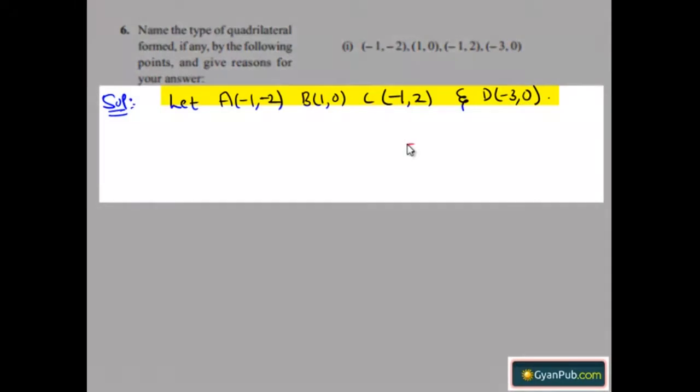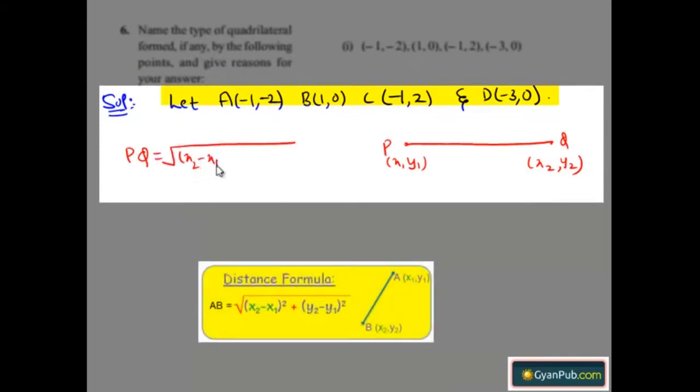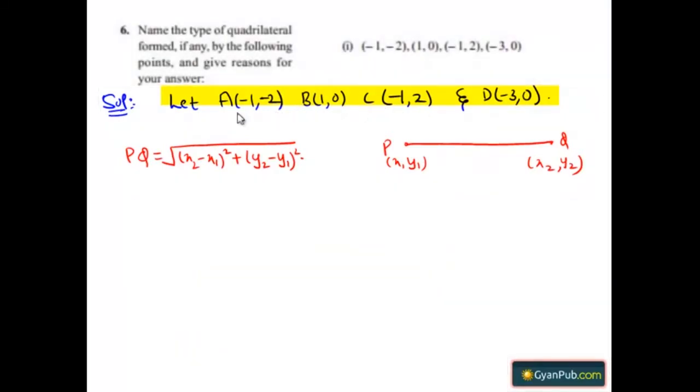We know that the distance between 2 points P(x1, y1) and Q(x2, y2) is given by PQ equals under root of (x2 minus x1) whole square plus (y2 minus y1) whole square. In order to find the type of quadrilateral formed by these points, we need to find the lengths of sides AB, BC, CD and AD and also the lengths of diagonals AC and BD.